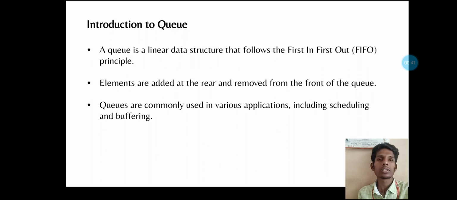Now the introduction to queues. A queue is a linear data structure that follows the first in first out (FIFO) principle. The elements are added to the rear and removed from the front of the queue. Queues are commonly used in various applications including scheduling and buffering.